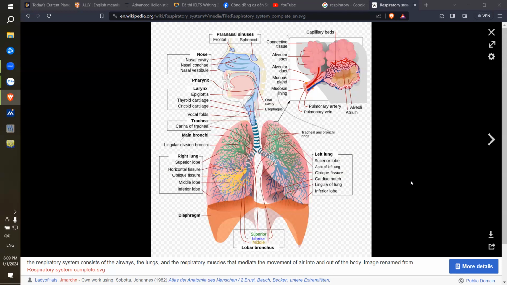However, during forceful exhalation, such as during exercise or coughing, the internal intercostal muscles and the abdominal muscles contract to expel air more forcefully.